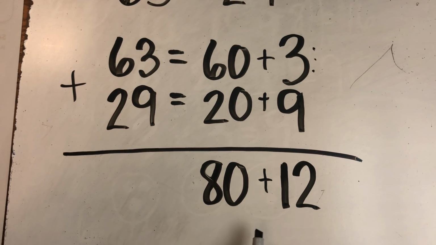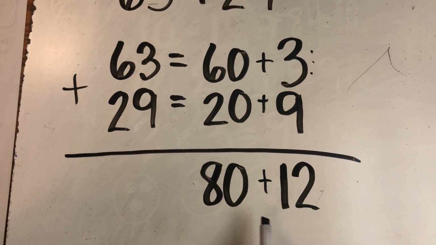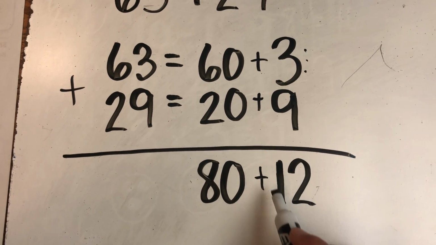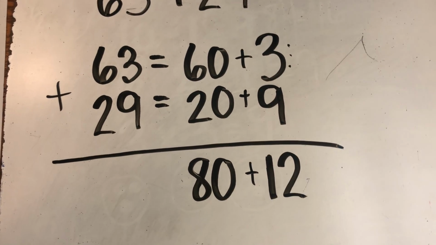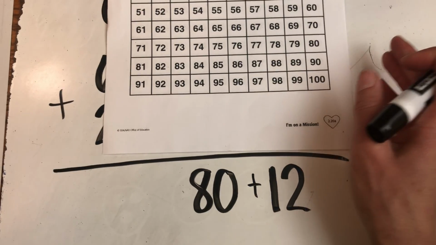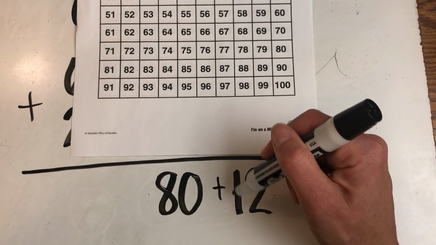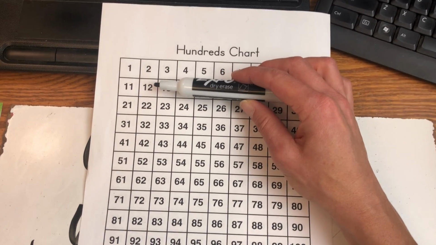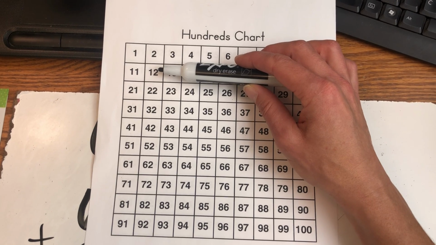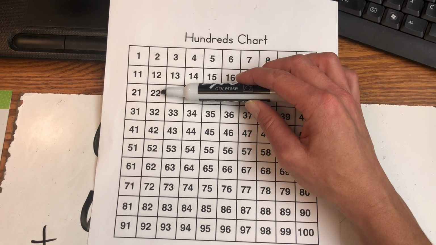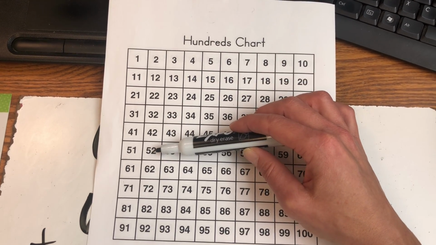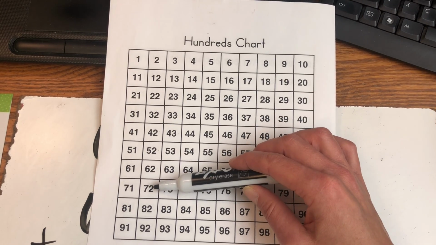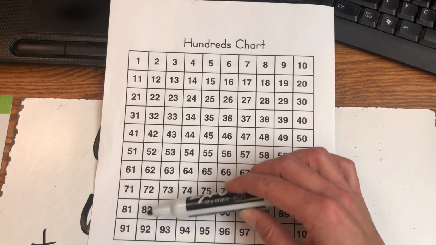If you don't know what 80 plus 12 is, let's start with the number 12 on the hundreds chart and then hop 8 down. Remember, that's like counting by tens. So look here, 80 plus 12, let's start with the 12 so that we can hop down 80. Ready? Start with my 12. Let's count by tens to 80. 10, 20, 30, 40, 50, 60, 70, 80.